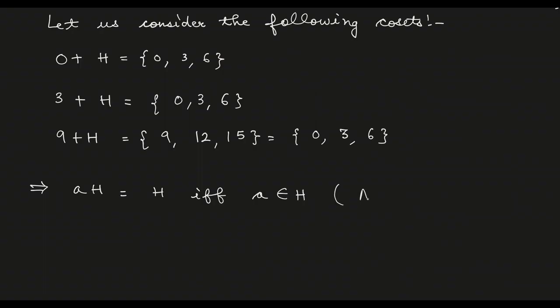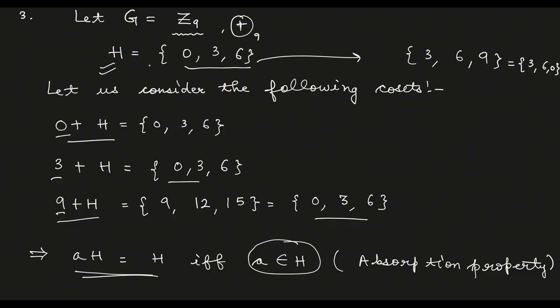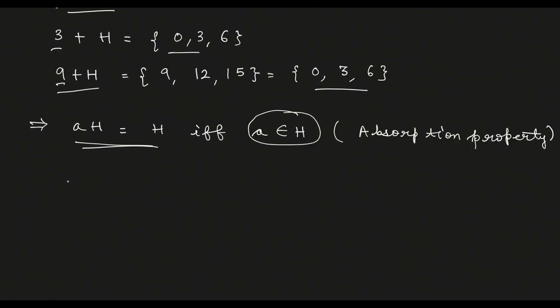This is the absorption property. Here I have picked this a from this subgroup H only. That's why I am getting aH as H only. Here also a plus H is H, a plus H is H, a plus H is H. The reason is because I have picked this a from this subgroup H.